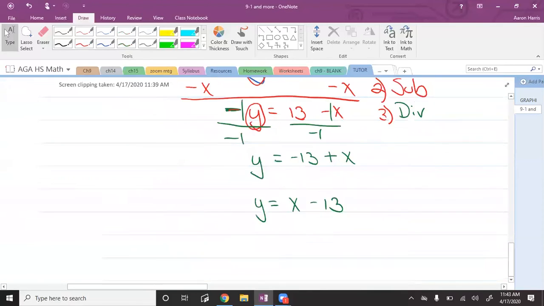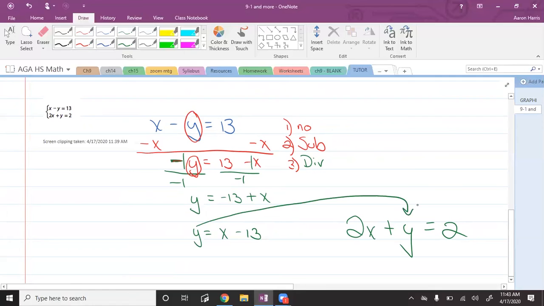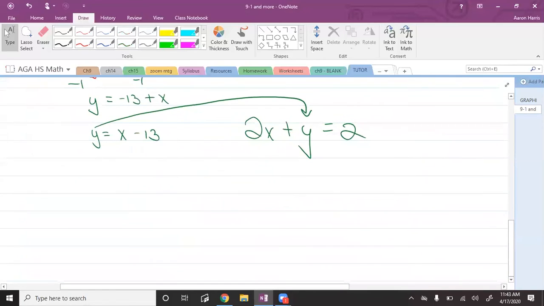Yeah. Now, this says y is equal to what? -13. Y is equal to what? To x. X minus 13. There you go. It's equal to x minus 13. So that means if I know the second equation, 2x plus y is equal to 2, can I take this y and substitute it in for that y? Because isn't y equal to y? Yes.